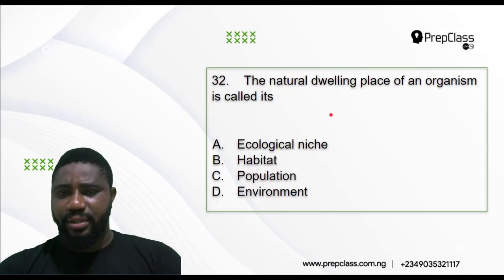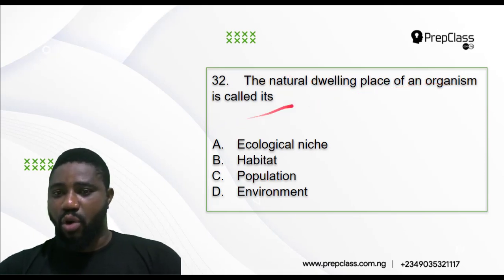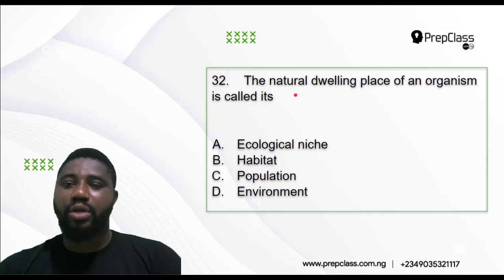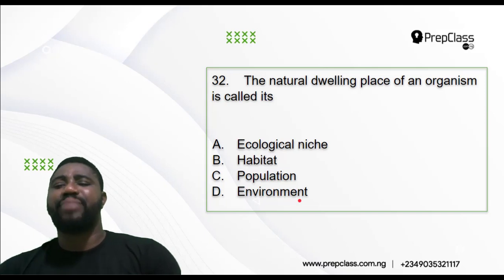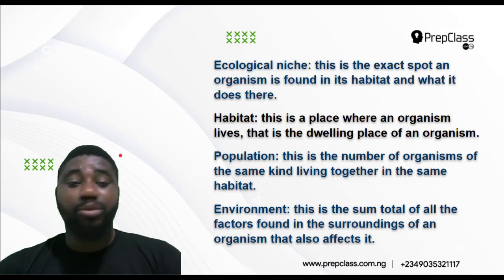All right. 32. The natural dwelling place of an organism is called: is it its ecological niche? Is it a habitat? Is it population? Is it environment? Which one is the natural dwelling place of an organism? This is a very simple question, but let us just explain each of the options given.